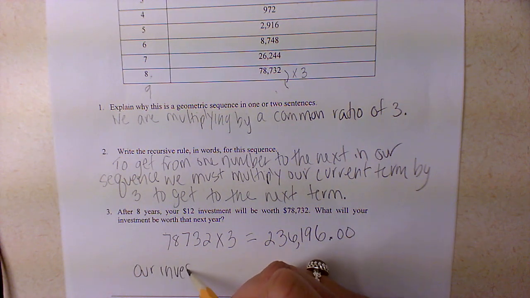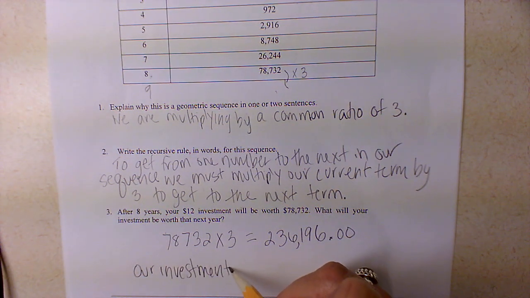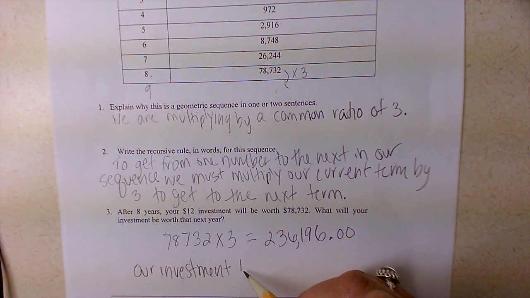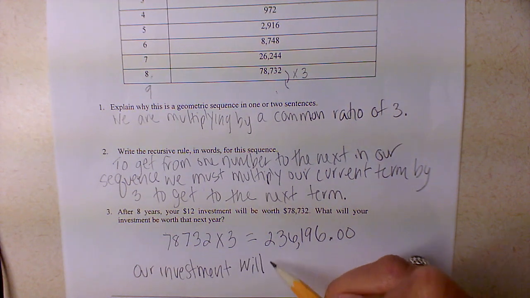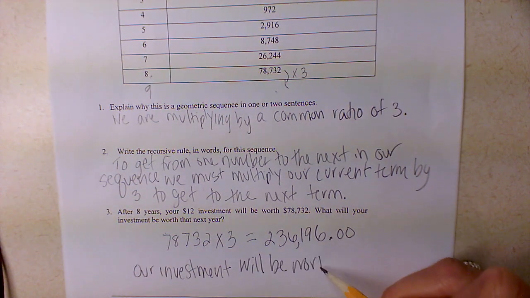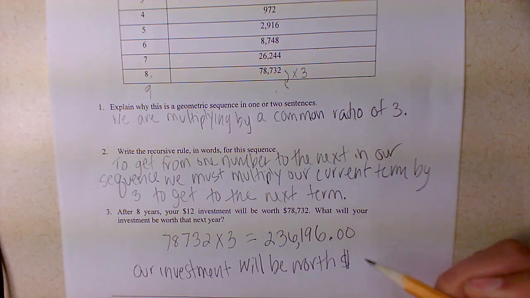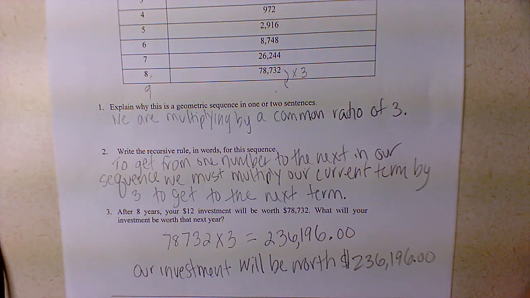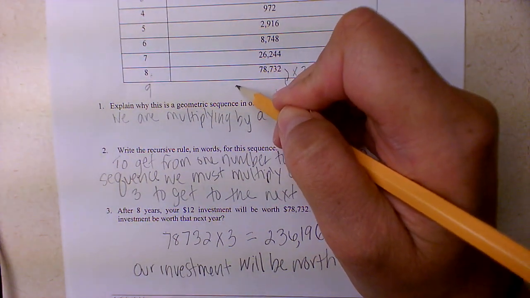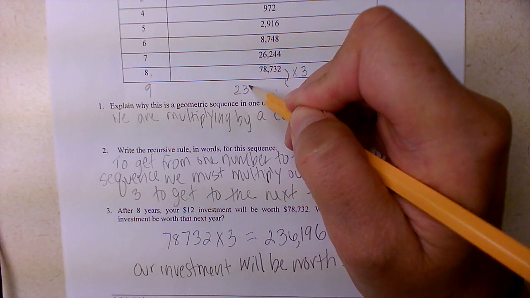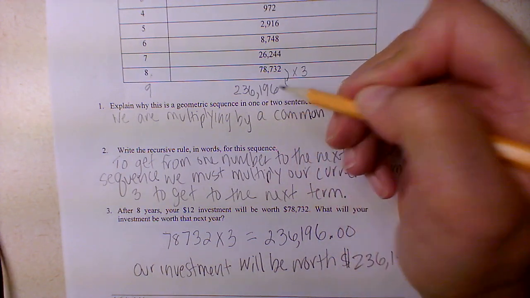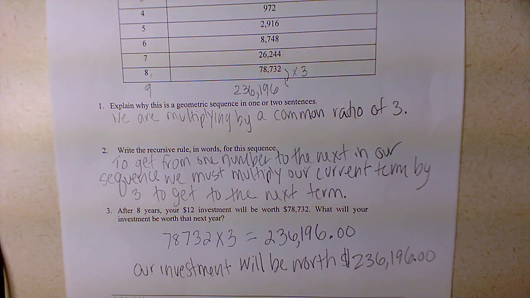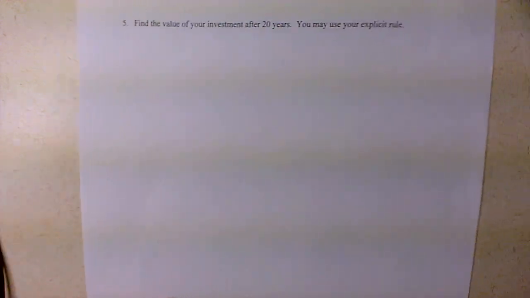Our investment will be worth $236,196. There you go. Perfect. And so that's the number. If I had you, I might have you fill tables in. So that would be the number that you would put here. Okay? All right, let's go to the next page.